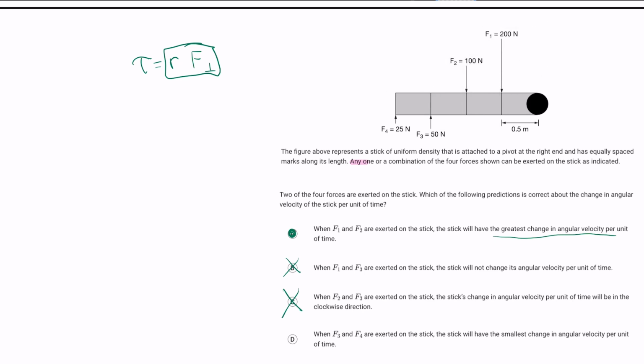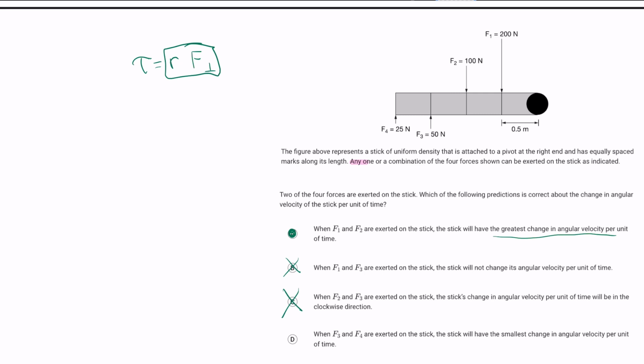Now let's look at D. When F3 and F4 are exerted on the stick, it will have the smallest change in angular velocity per unit of time. F3 and F4. Okay, so this is actually the tricky answer choice, because you might think, okay, F1 and F2 represent the largest torque generated, so F3 and F4 must represent the smallest torque generated. And I would imagine that a lot of students might ask, well, aren't they both true?